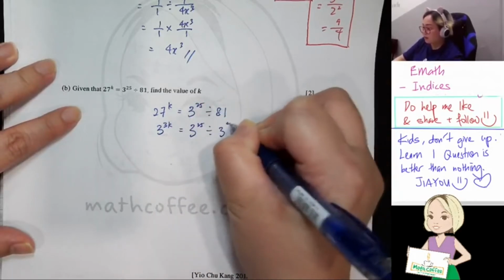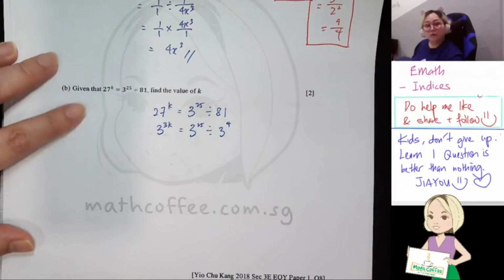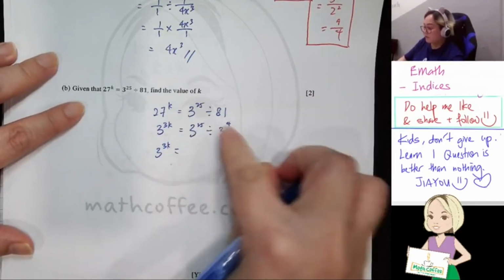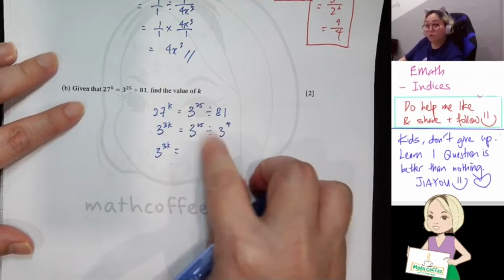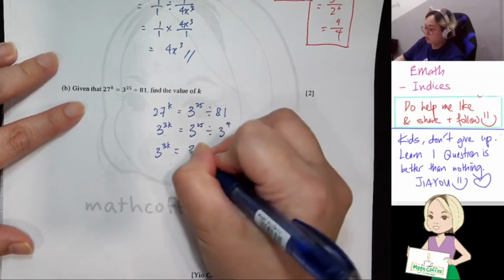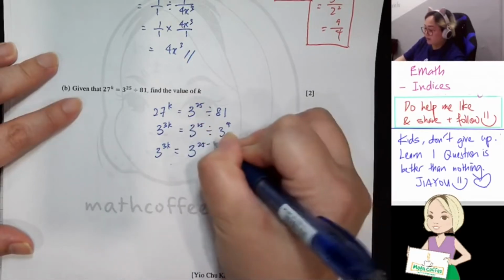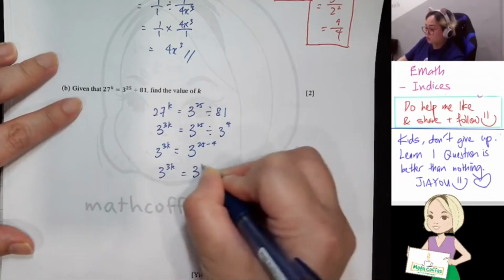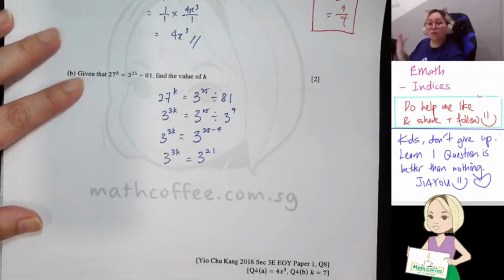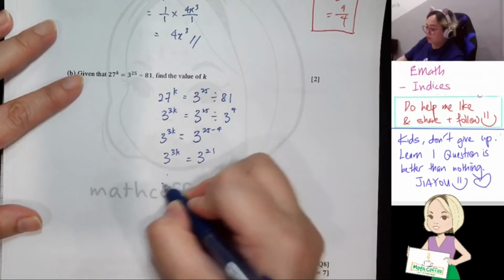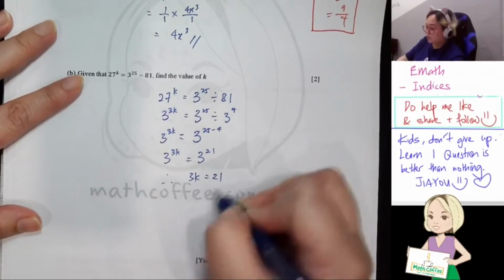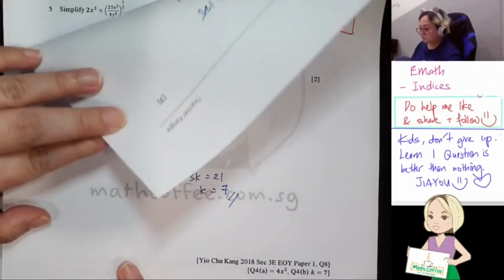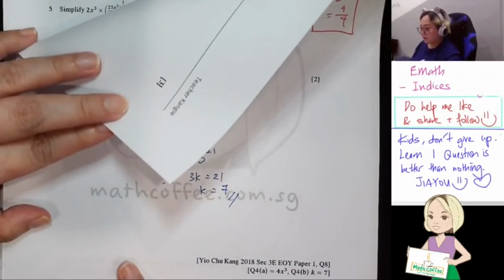81 is 3 to the power of 4. So with that, 3 to the power of 3k of course will remain. This side, because same base divide, you minus the power. So it becomes 3 to the power of 25 minus 4. So you end up having 3 to the power of 3k equals 3 to the power of 21. Then now, easy. Remove the base, and now you have 3k equals 21, k equals 7. Done. Yes, compare the power.